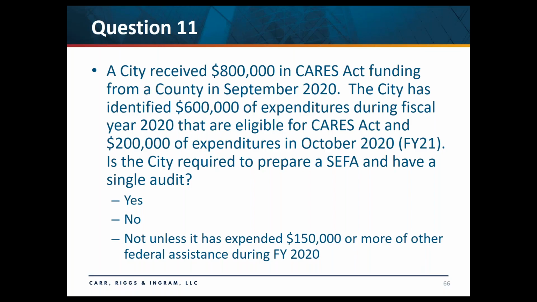Another question. A city received again $800,000 in CARES Act funding from accounting in September of 2020. The city has identified $600,000 of expenditures during 2020 that are eligible for CARES, and $200,000 of expenditures in October of 2020, so after their fiscal year end. Is the city required to prepare a CFA and have a single audit for the 2020 year? Yes, no, or not unless it has expended $150,000 or more of other federal assistance during 2020.